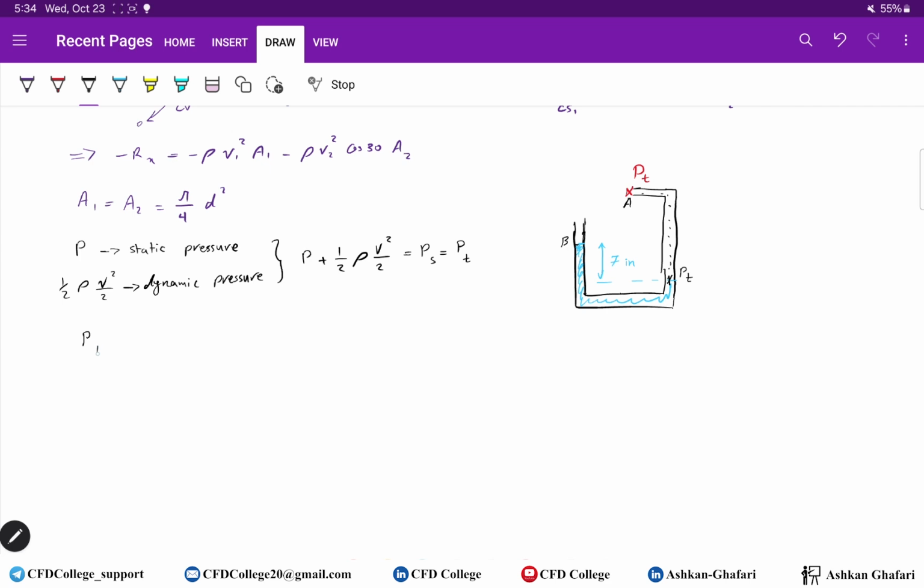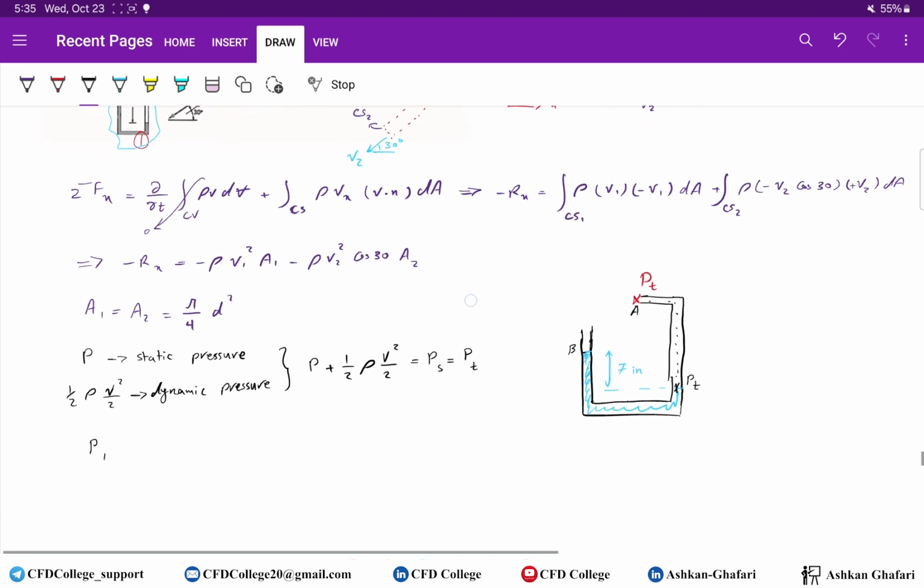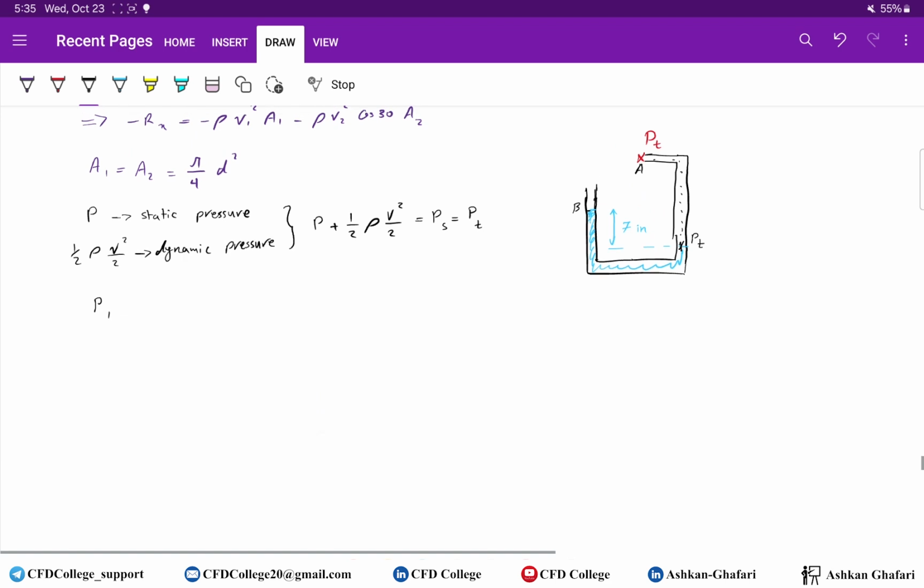P1 here, is the control surface 1. What we have here is CS1 because the pressure doesn't change from this point to this point, the place that we have control surface 1. So P1 plus 1 over 2 density of air V1 square over 2.